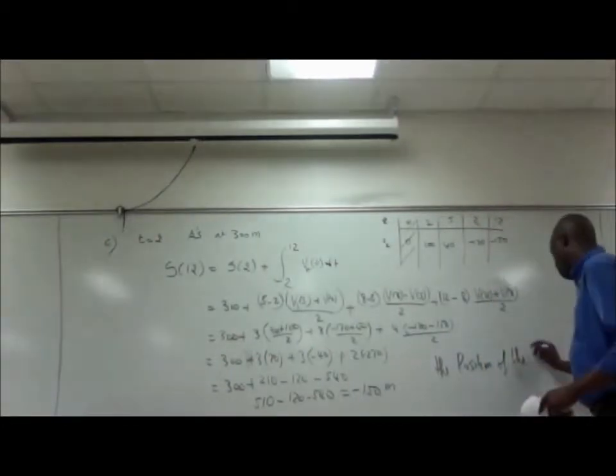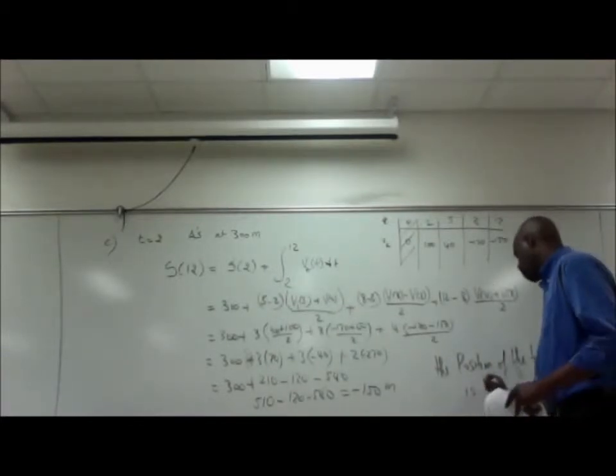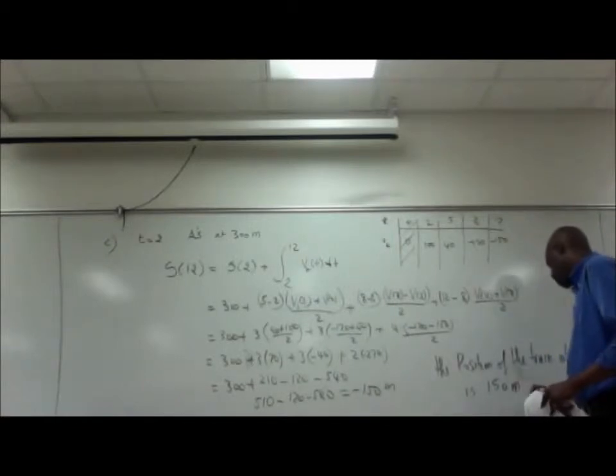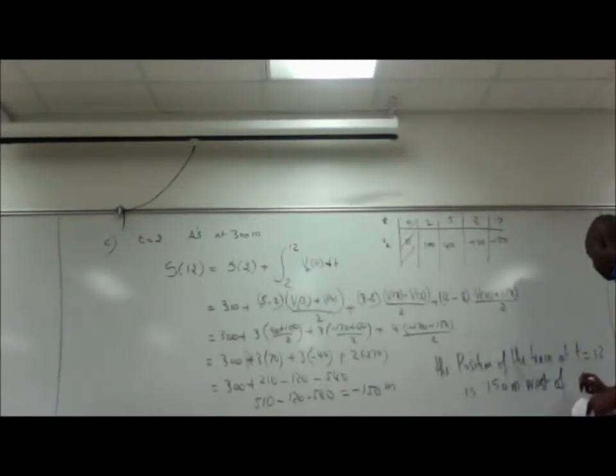of the train at t equals 12 is 150 meters west of the station. Let's see.